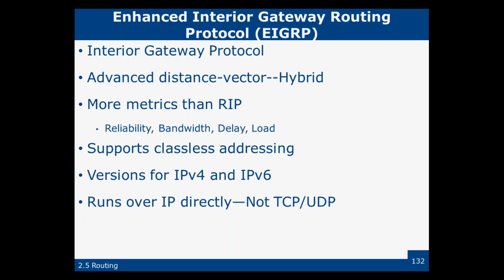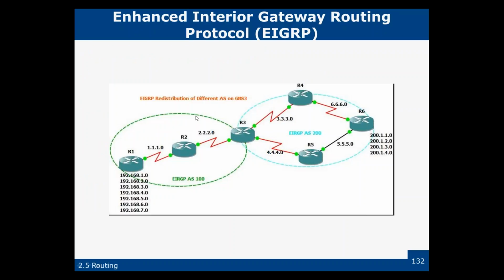EIGRP is an interior gateway protocol. Advanced distance vector, sometimes called a hybrid. It has more metrics than RIP. It uses reliability, bandwidth, delay, and load, and it is a complex metric to calculate if you ever have to do that. Supports classless routing and has versions for both IPv4 and 6. Runs over IP directly. It has its own protocol and does not use TCP or UDP.